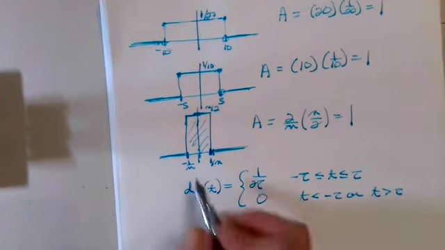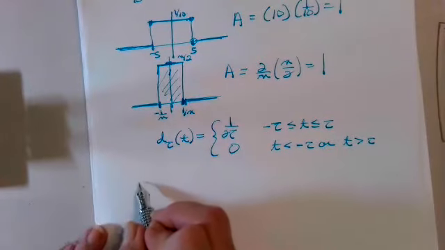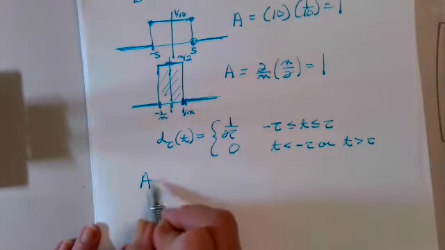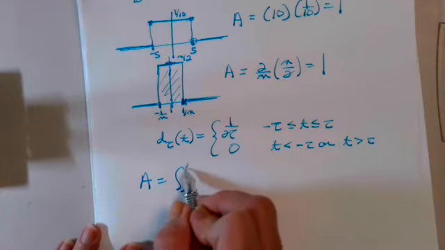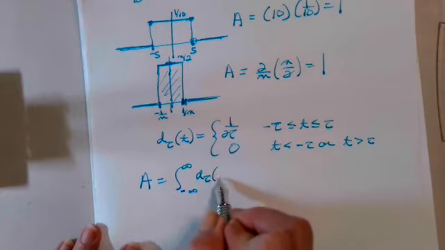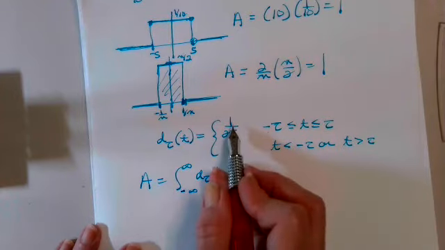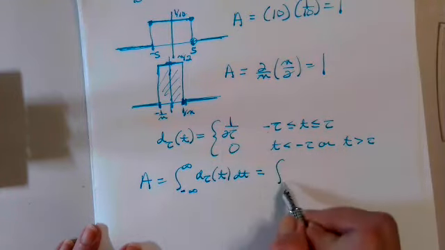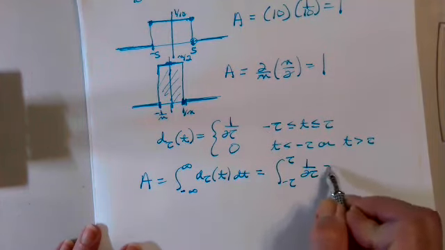And it's clear that the area under such a curve, like we just argued, is going to be the integral from minus infinity to plus infinity of d sub tau of t dt. But d sub tau is only non-zero on the interval from minus tau to tau, so that goes from minus tau to tau of 1 over 2 tau.